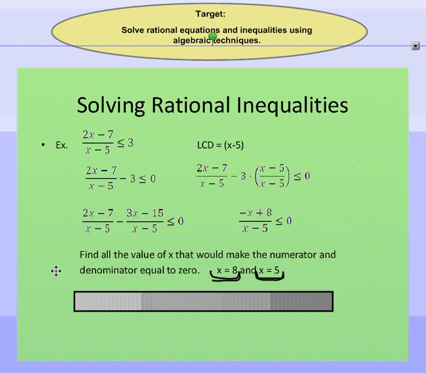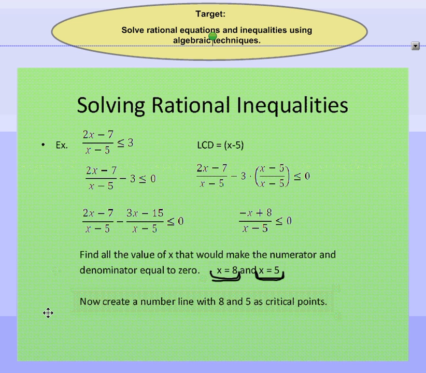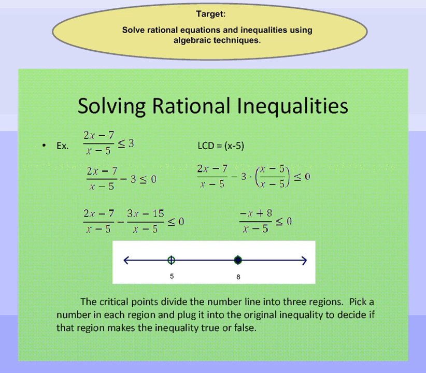What these numbers end up being is critical points on a number line. We're going to use a number line in order to describe our solution. So we input the 5 and the 8 in the correct order on the number line. The numerator zero, in terms of open or closed circle, will follow the inequality symbol. So you see it's a closed circle on the 8. The denominator zero will always have an open circle because you cannot have 5 as part of any solution. 5 would make the denominator 0. It is not part of the solution at all. So you see an open circle on the 5. Okay. These critical points divide the number line into 3 regions.